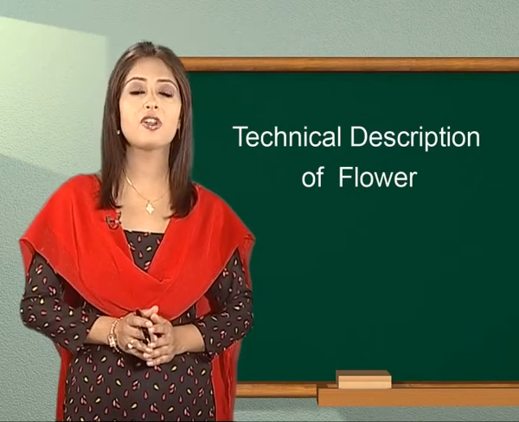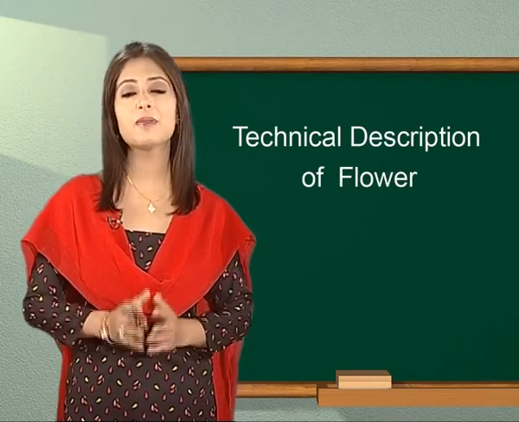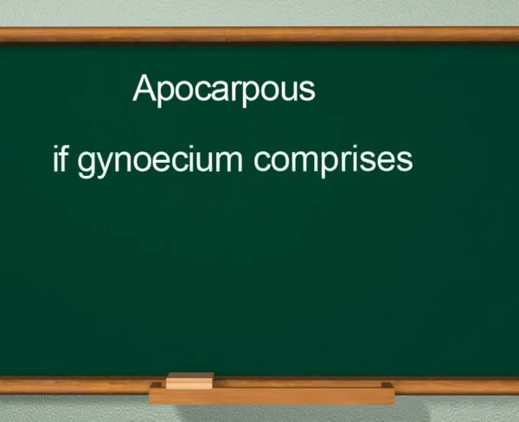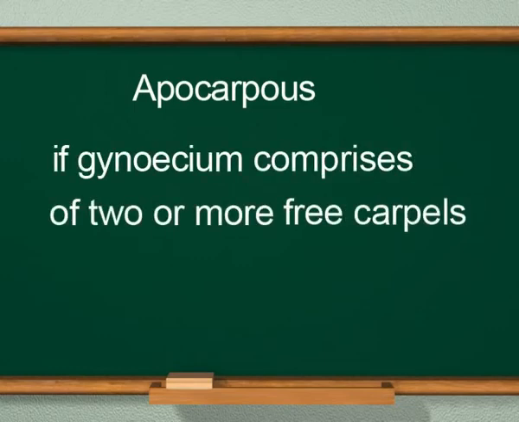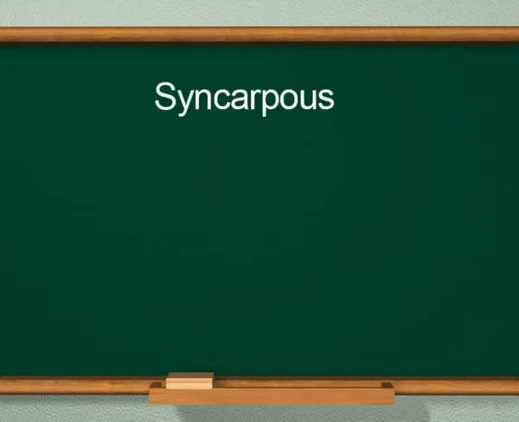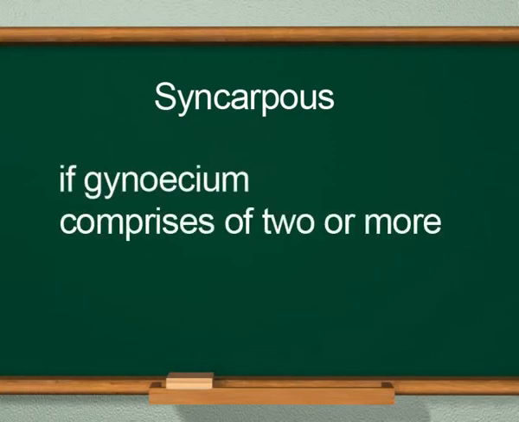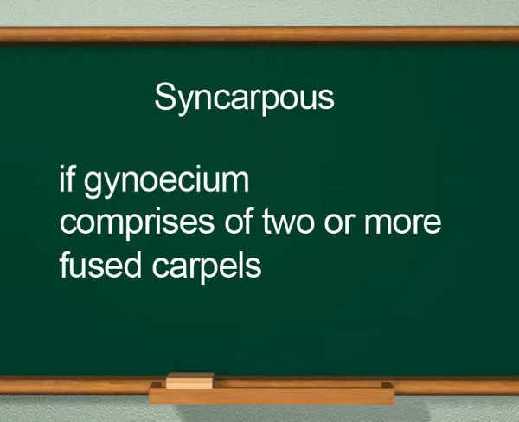Depending on cohesion of carpels, gynoecium is said to be apocarpous if it comprises two or more free carpels. Example, ranunculus. Syncarpous, if gynoecium comprises two or more fused carpels. Example, hibiscus.